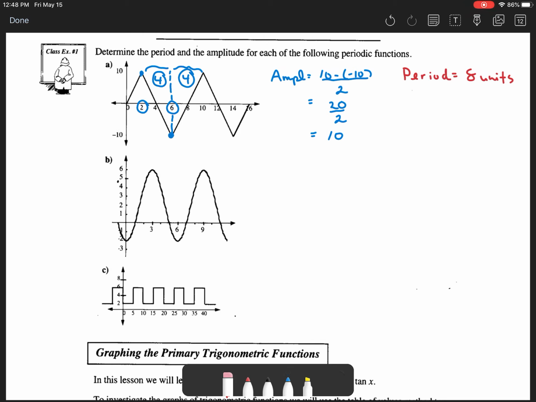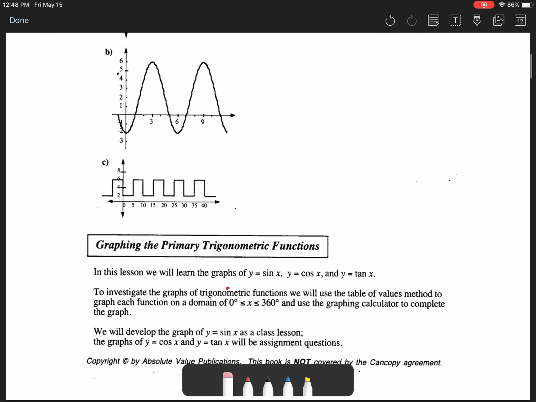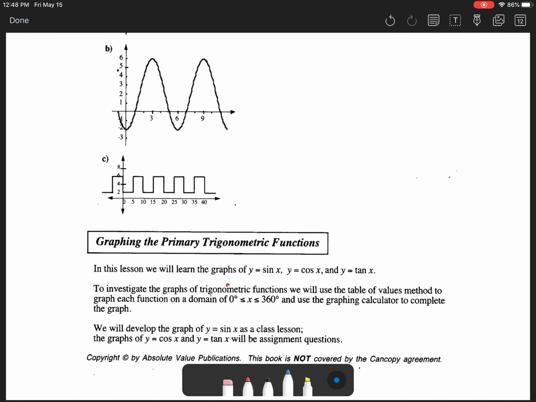But if you have to go from a maximum to a minimum, that's going to be half of your period length, so you have to double it to get the full period length for your periodic function. Okay, same idea here with this next graph.